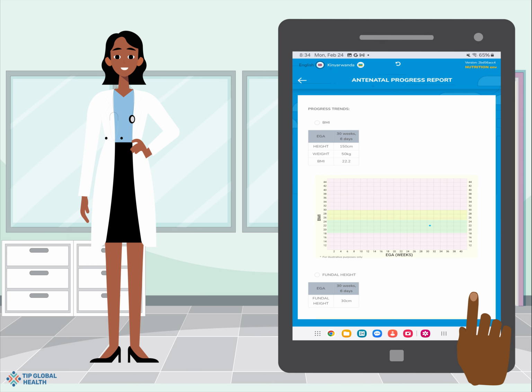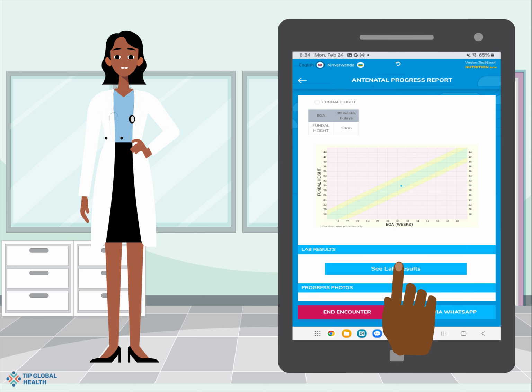Growth monitoring graphs are other trends that tell us and Ange that she's doing well and that she's growing well. This first graph tells us that Ange is in the normal range and she's growing and not losing weight. The second graph shows us that the fundal height is getting bigger throughout time and her baby is growing well.